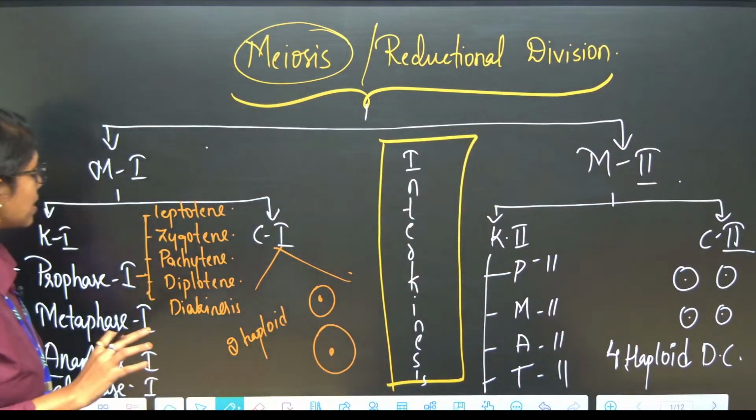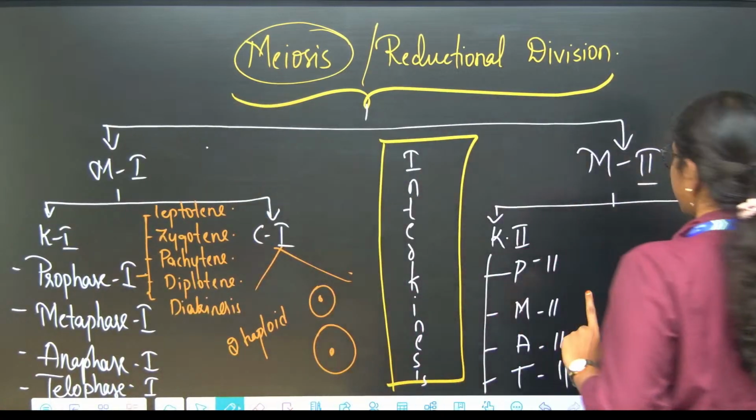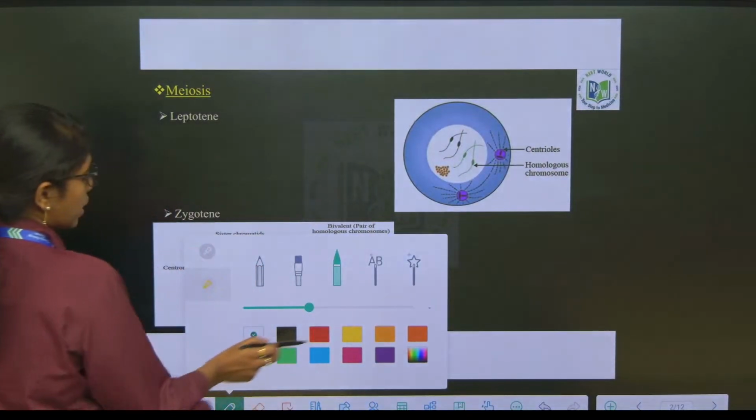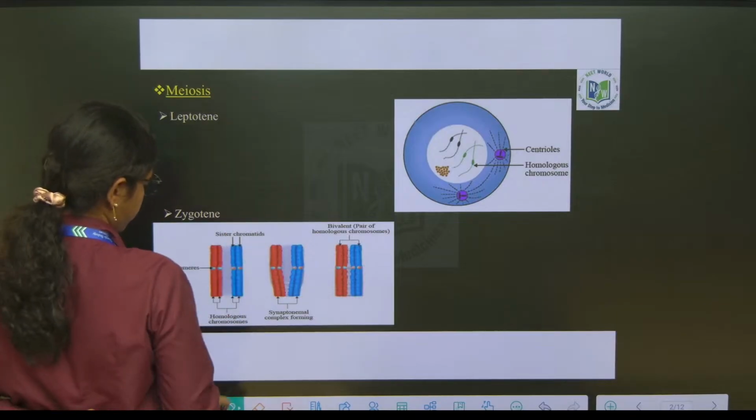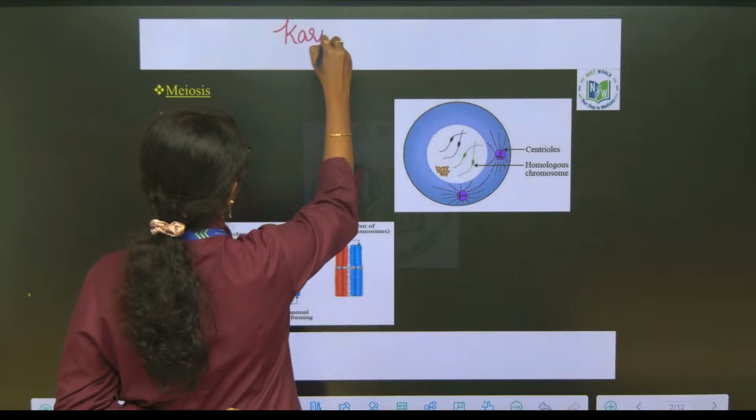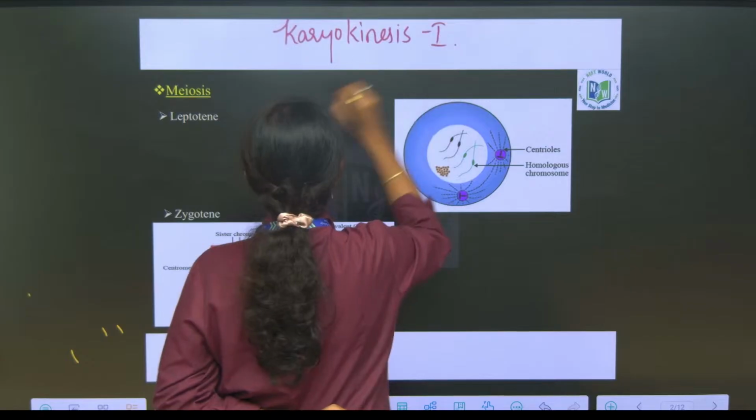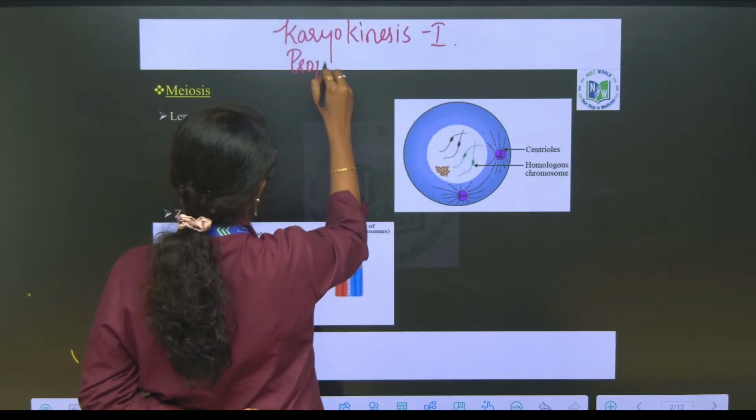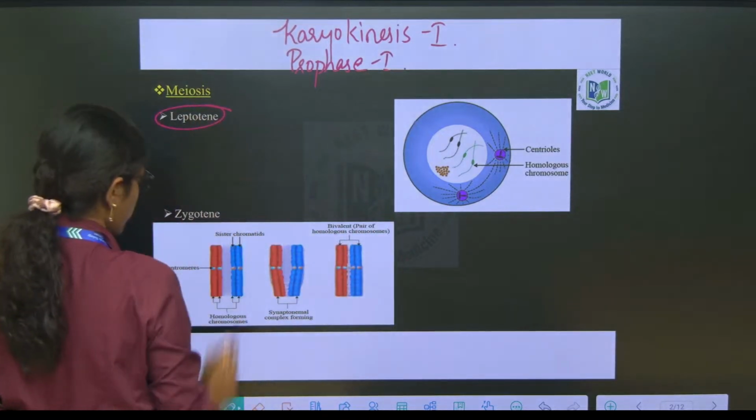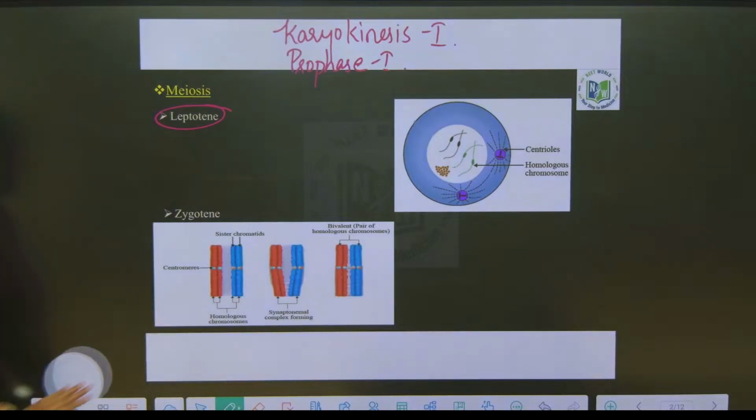Let us exercise each stage step by step. What are the events that are occurring in each stage? So, in meiosis, first we have to look into karyokinesis 1, that is prophase 1. In prophase 1, what is the first stage? Tell me, what is the first stage?